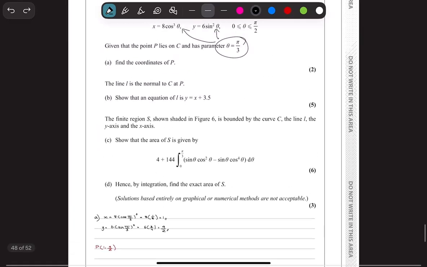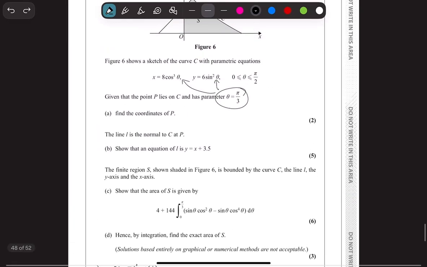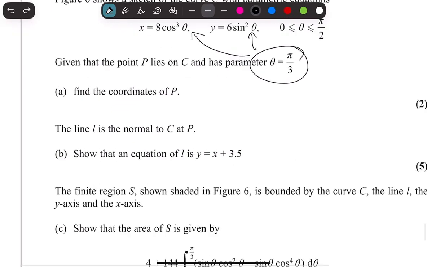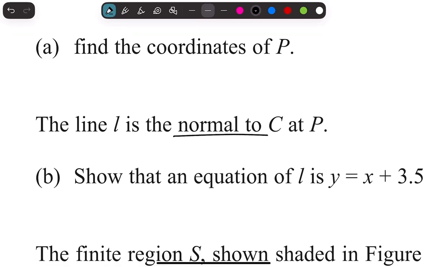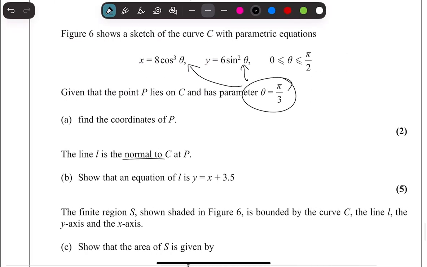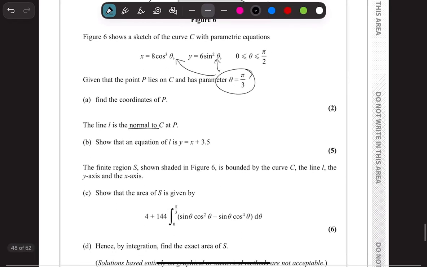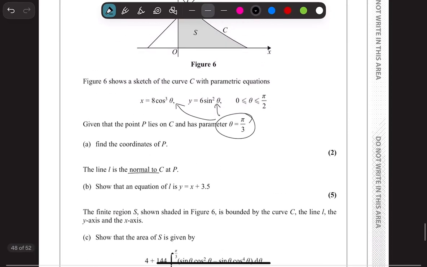So the second part of this question is now parametric differentiation, and it's to do with normals. When you see normal, you should instantly think, okay, whenever I get the gradient and I plug in my value of theta or whatever it is, I need to do the negative reciprocal of that to find the gradient of the normal rather than the tangent. So always keep that in the back of your mind, and even if you want to, you can write that down as well somewhere. So how do we do parametric differentiation?